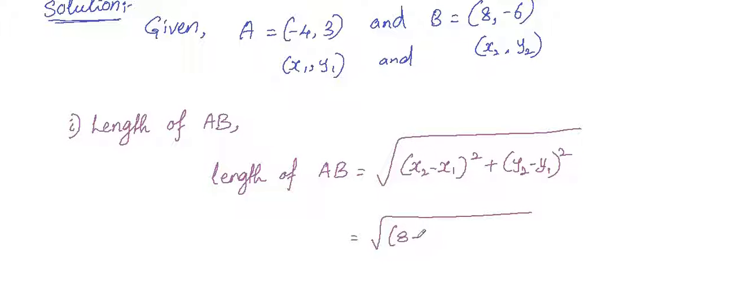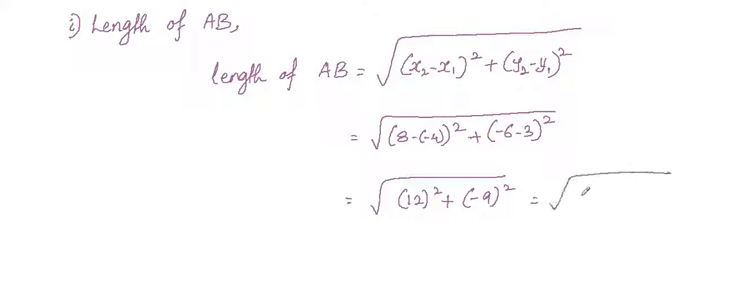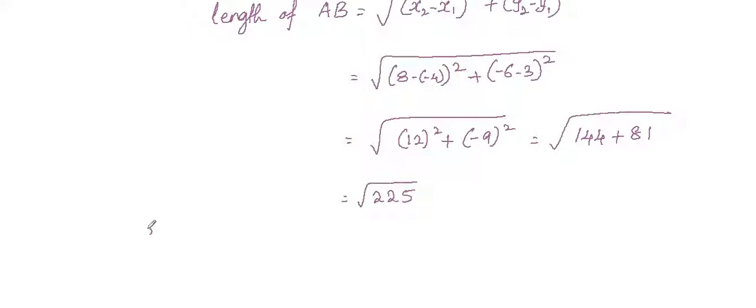So if we substitute that, we'll get (8 minus of minus 4) whole square plus (minus 6 minus 3) whole square. So minus of minus 4 will be plus 4. So 8 plus 4 is 12. So 12 square plus (minus 9) whole square. 12 square is 144 and minus 9 square is plus 81. So we'll get square root of 225. Square root of 225 is 15. So we can conclude that the length of AB is 15 units.